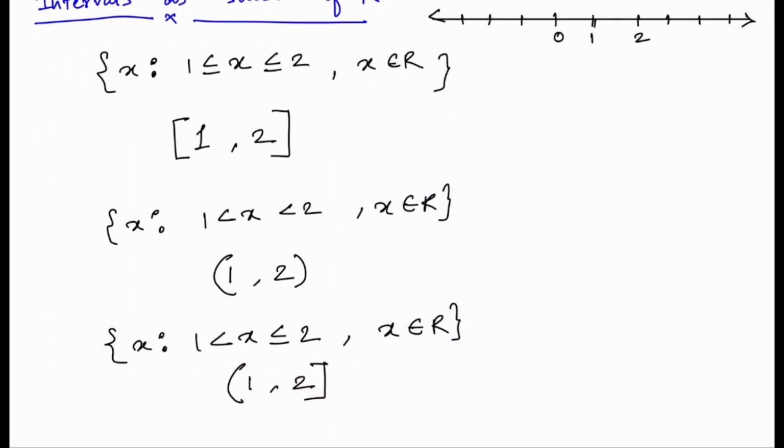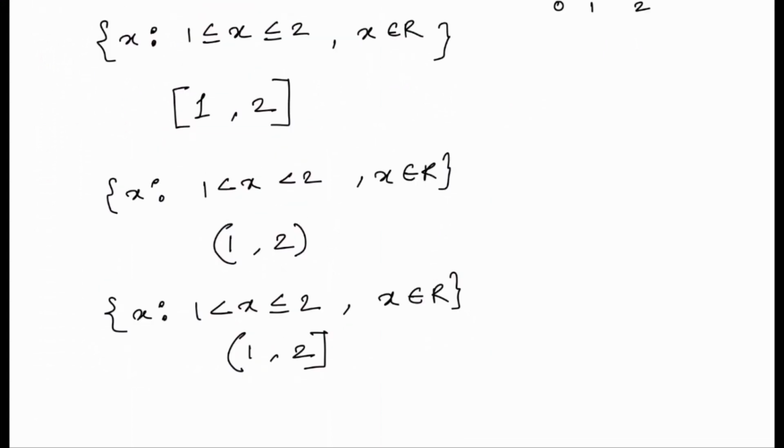Here, both are not included because the element is smaller than 2 and bigger than 1. In this case neither 1 nor 2 is included in this set. So in that case 1 is not included, we will use this bracket, and 2 is not included, we will use this bracket. And in this case both are included, 1 and 2 both are included. So for 1 we will use this bracket, and for 2 also this bracket.